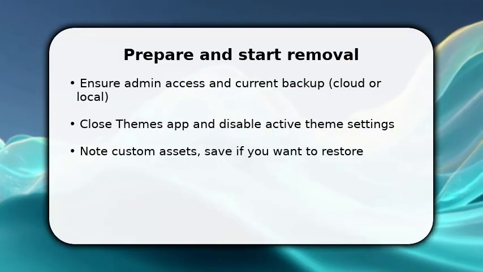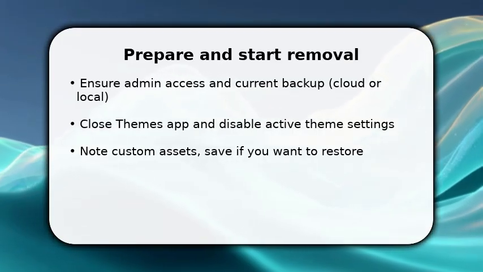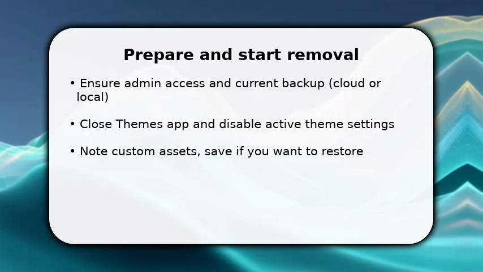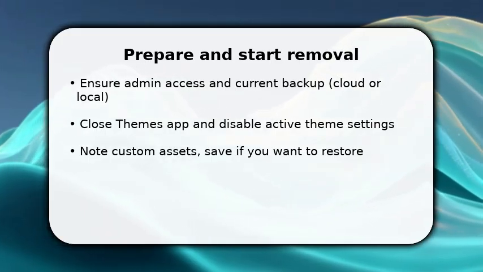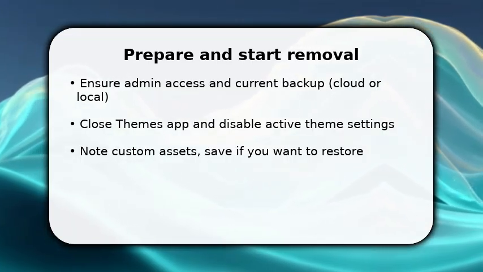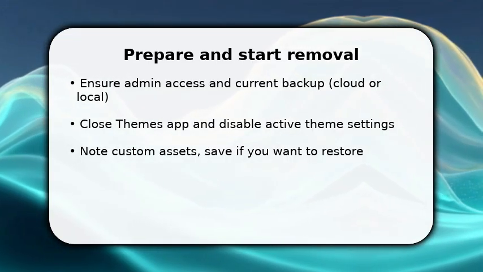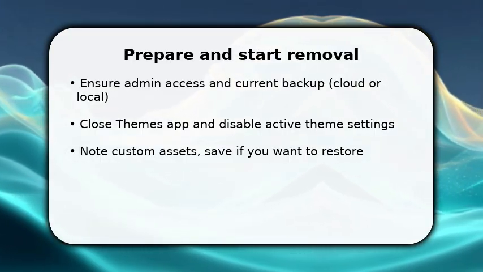You have admin access and a backup ready. Start now. First, close the Themes app and stop any active theme processes so files aren't locked. Once done, open Settings or the Package Manager and locate the Themes entry. Make sure to note custom assets or downloads you want to keep. You're taking these steps to avoid losing icons, wallpapers, or configs.